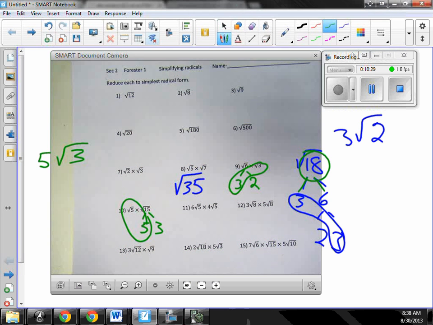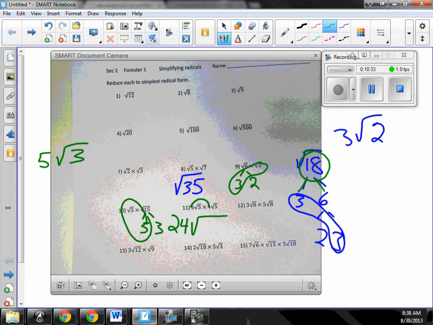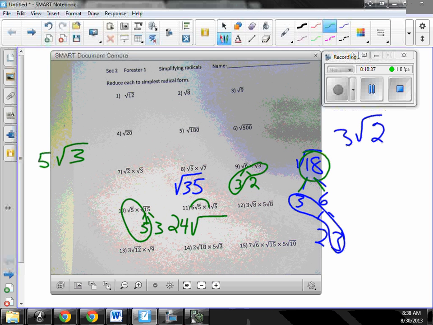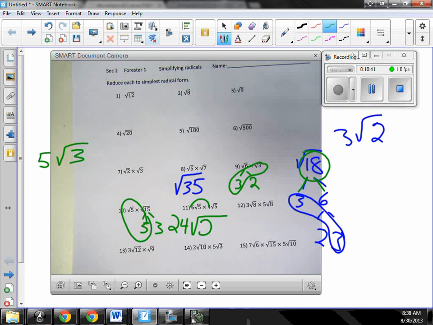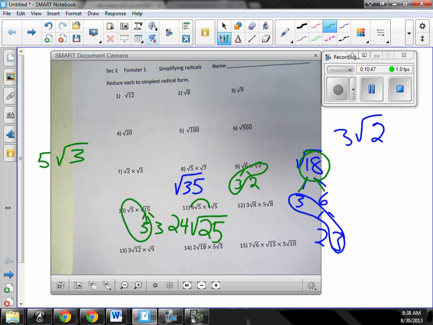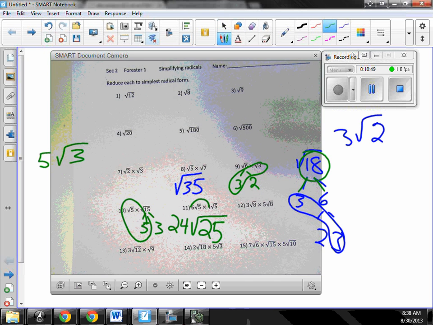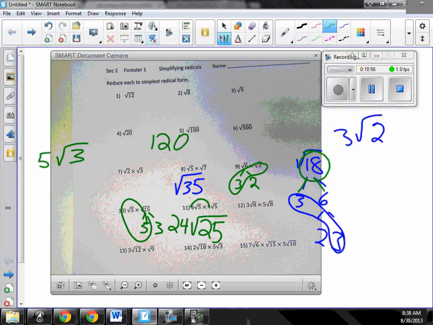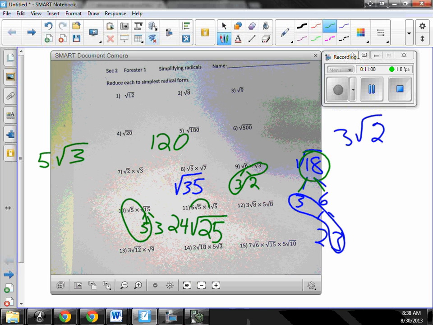So 6 times 4 is 24 times the square root of 25. Well, what is the square root of 25? 5. What do I do with that 5? Times it by 24, and I'm going to guess that that's going to be 120. So it's actually 120. So you multiply the outside numbers, you multiply the inside numbers, and then you try to simplify the inside if possible.